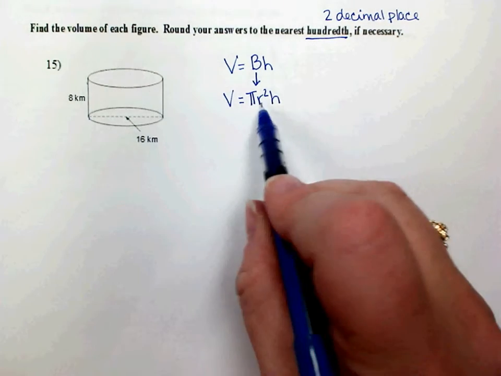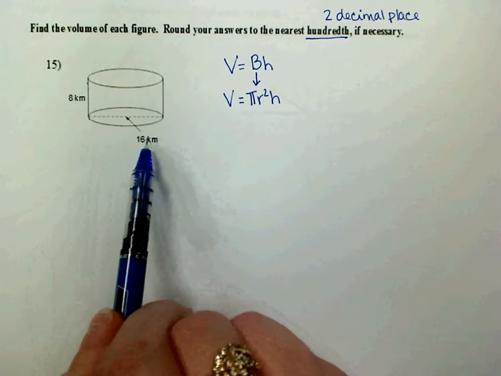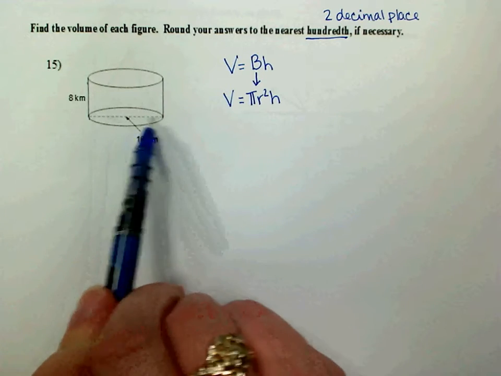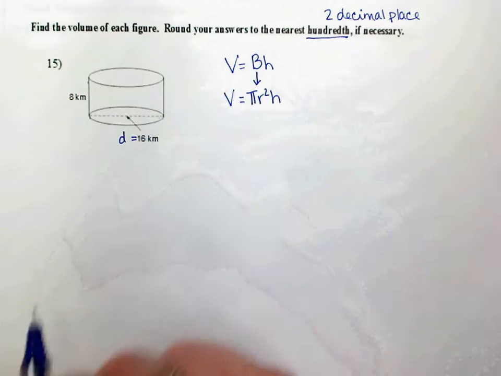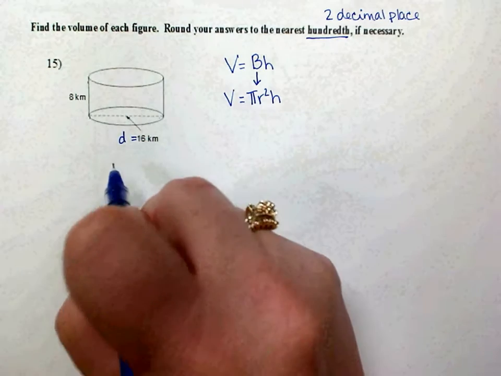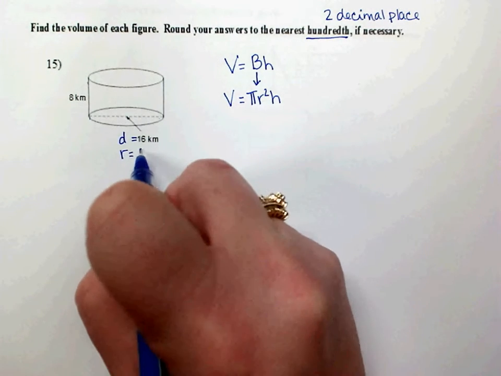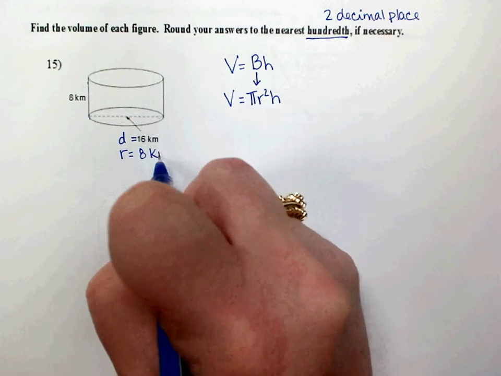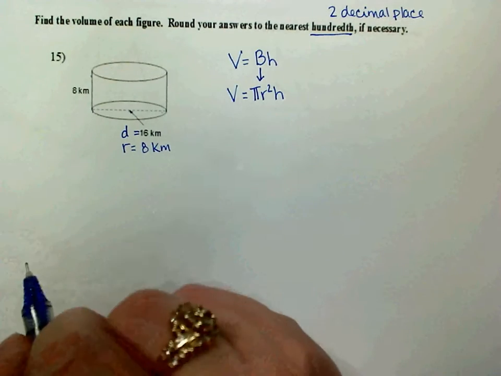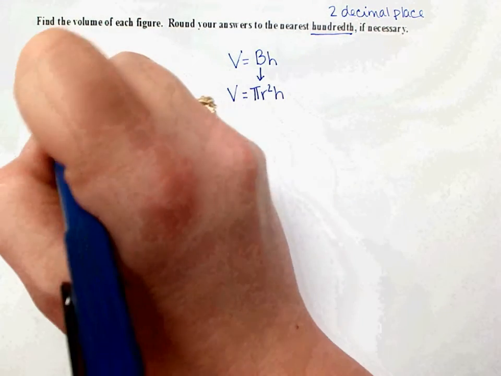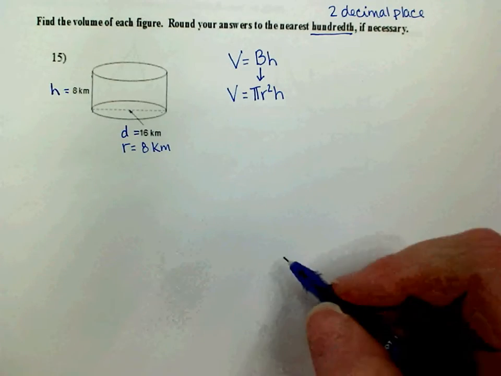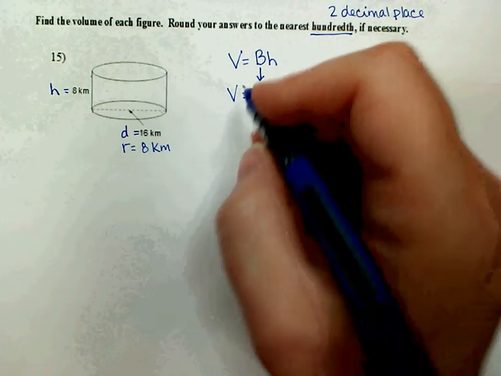So we have to know the radius and the height. When this is pointing to the center of that segment, we know that that is telling us that 16 kilometers is the diameter of that circle. So remember, the radius is half of that. So our radius would be 8 kilometers. Our height is given to us. This 8 kilometers, which is the distance between the 2 circular bases, is my height. So I have all the information I need here.